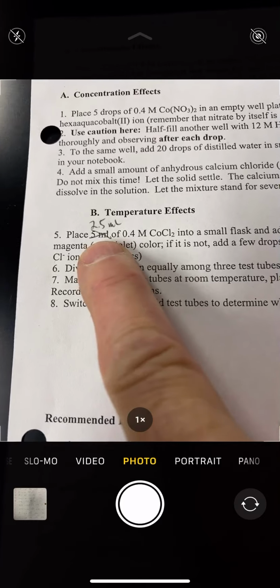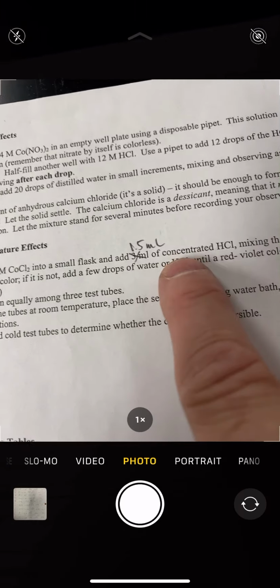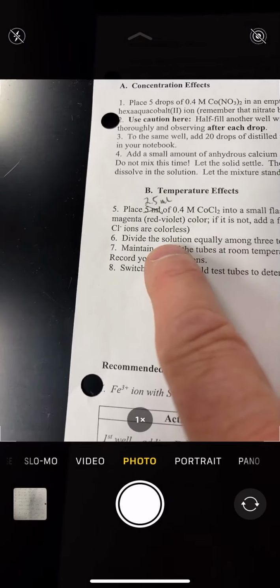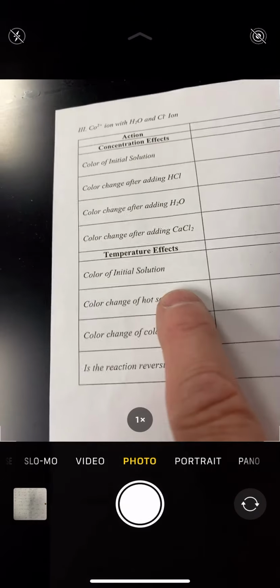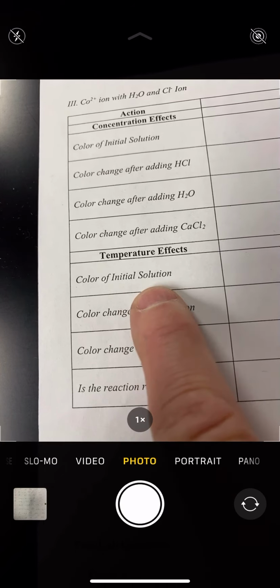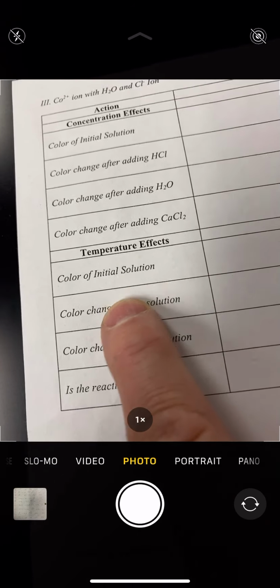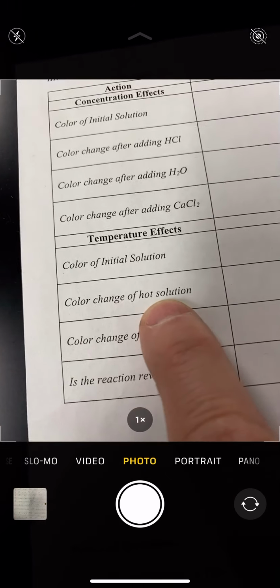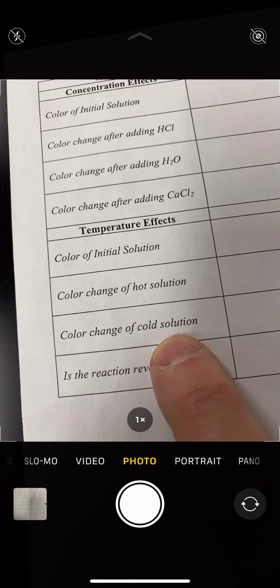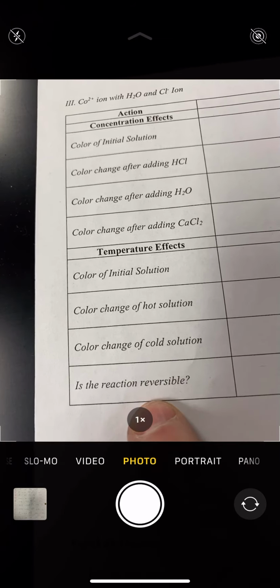So I mixed the cobalt chloride and the HCl. I divided it between tubes. And they look like kind of an off red color, I guess, initial color, whatever you think that initial color was. And then what does the color change in the hot water? What does the color change in the cold water? Is it reversible? So let's go and look.